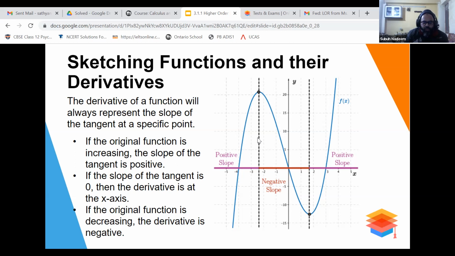Then again it is going down, and at a point between 1 and 2, around 1.5, it is a minimum. So here again the derivative is zero, and then it is increasing. That is a positive slope, that is, the derivative is positive.